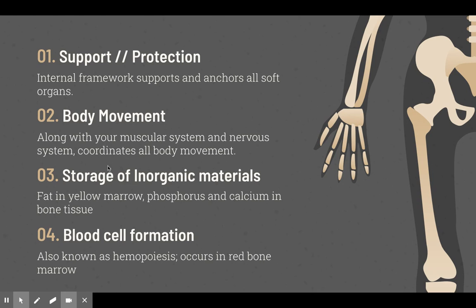Third, storage of inorganic materials. Your bones actually store things, okay? So you have 2 different types of marrow, which is inside of your bone, and fat is stored in your yellow marrow, and phosphorus and calcium and a couple of other elements are stored in your bone tissue in your other marrow. The last function will be blood cell formation. This is also known as hemopoiesis. I always have trouble saying this word. And it occurs in your red bone marrow. Okay? So those are the 4 functions that you need to know. Could be 5 if you split that support and protection.